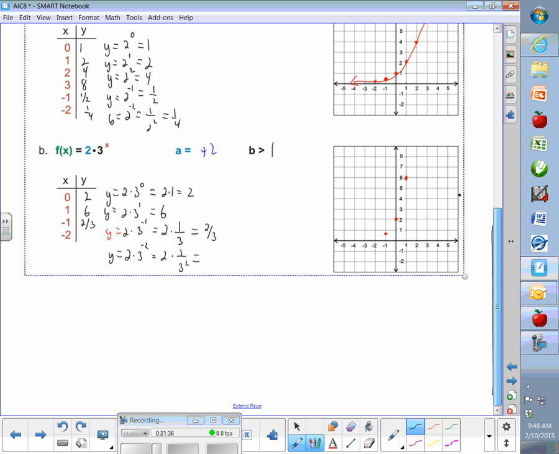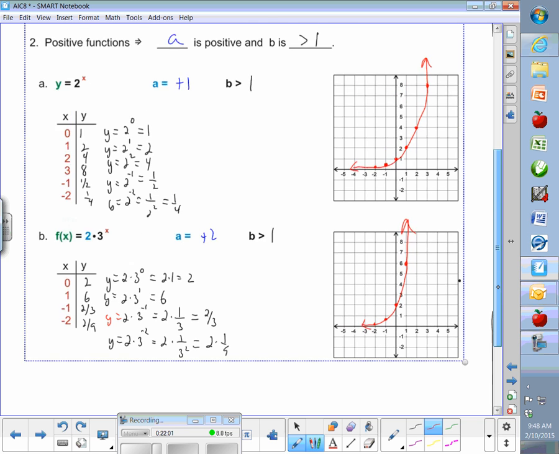So 2 times 1/3 squared would be a 2 times 1/9. And this thing is a 2/9, as we get closer and closer again to the x-axis. So that's going to be really down there. So again, here's our curve. Don't forget, always arrows on both sides.